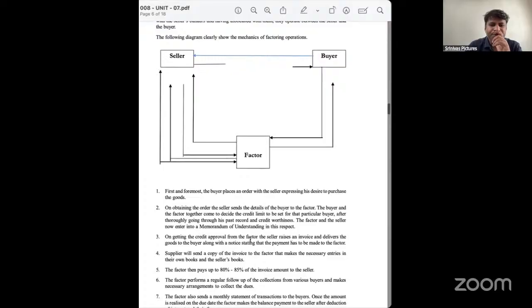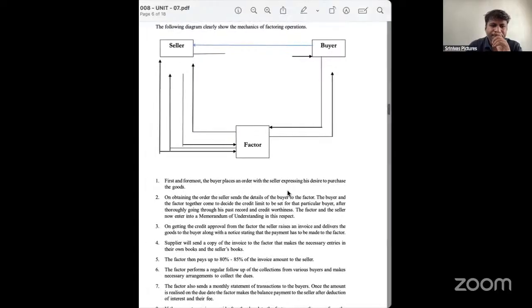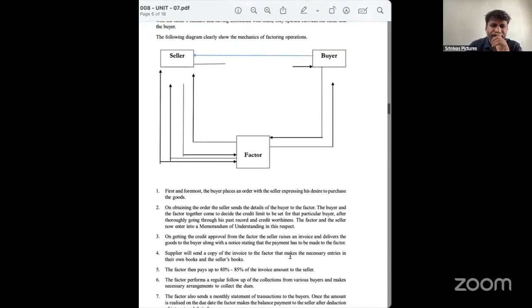After getting credit approval from the factor, the seller raises the invoice and delivers the goods to the buyer with a notice stating that the payment has to be made to the factor. So the seller sends the goods to the buyer and gives the notice to the factor also. The supplier will send a copy of the invoice to the factor.